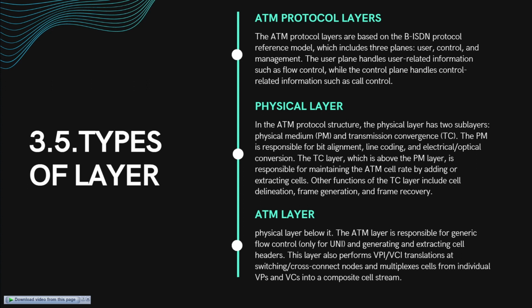Okay, so for the third layer, the ATM layer, which is above the physical layer, is responsible for generic flow control only for UNI and for generating and extracting cell header. This layer also performs VPI, VCI translation, the switching cross-connect, and the multiplexing of cells from the individual VP and VC into a composed cell stream.